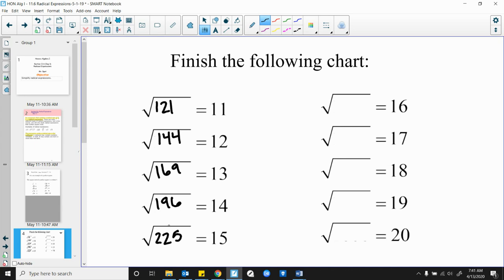All right. The square root of 16 would be 256. The square root of 17 would be 289. The square root of 18 was 324. I keep saying the square root of and then the number. The square root of 361 would equal 19. And then the square root of 400 would get us 20.